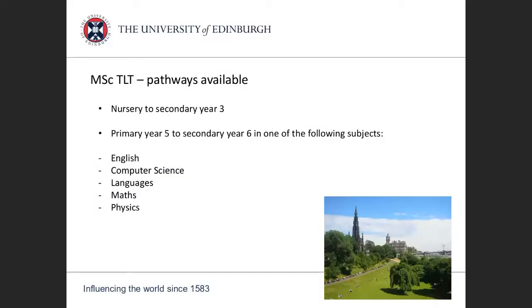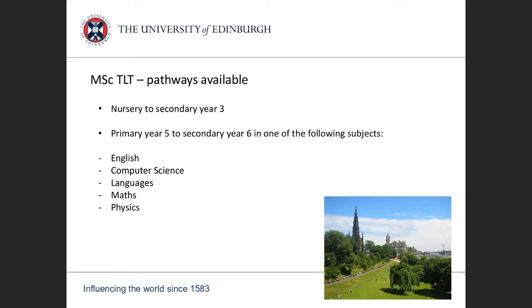If I just skip to my first slide, there are a number of different pathways available on the MSc Transformative Learning and Teaching programme. The most popular programme is our Nursery to Secondary 3 programme. That enables you to teach all the way from nursery stage up to S3 in high school in Scotland. And we also have more specialist streams, and those you can teach from primary 5 to secondary year 6.